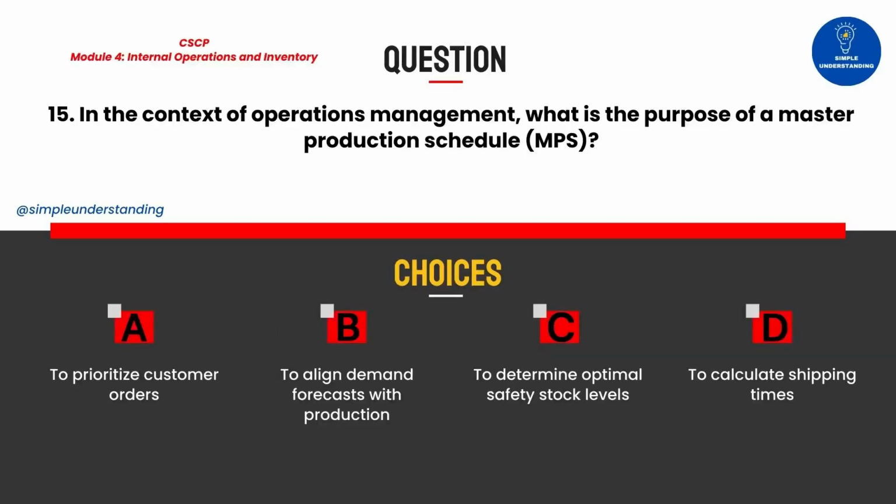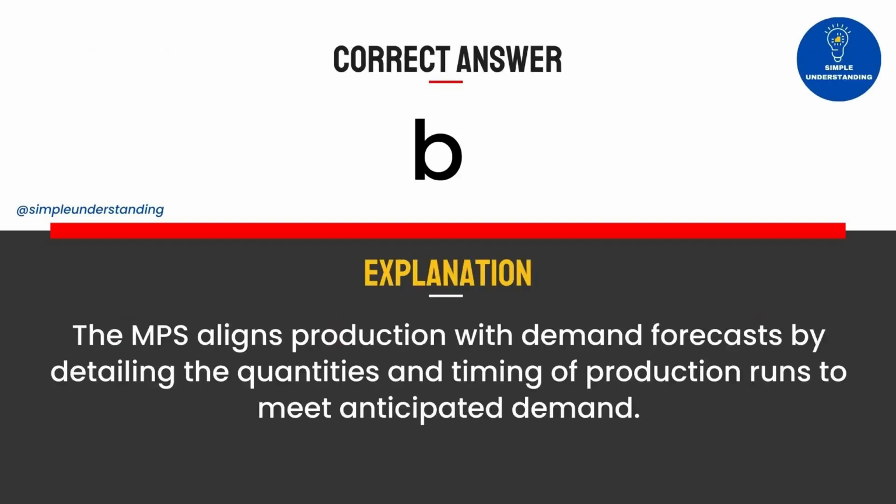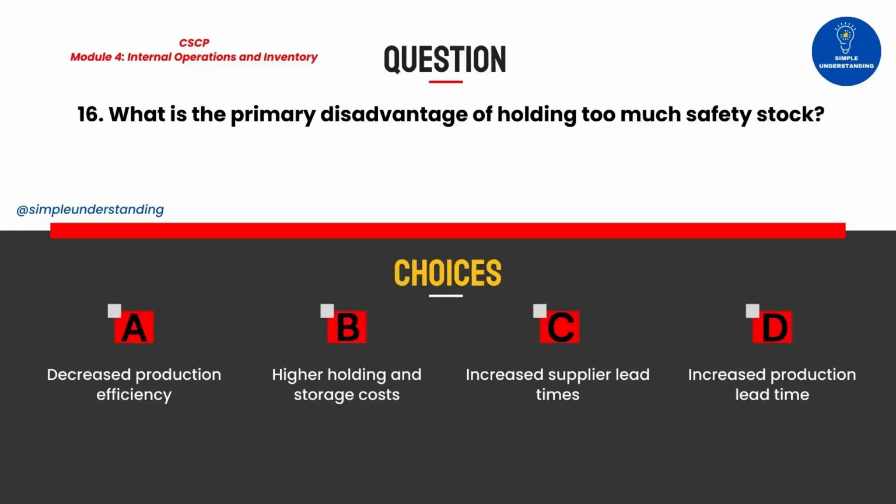15. In the context of operations management, what is the purpose of a master production schedule, MPS? A. To prioritize customer orders. B. To align demand forecasts with production. C. To determine optimal safety stock levels. D. To calculate shipping times. Correct answer: B. Explanation: The MPS aligns production with demand forecasts by detailing the quantities and timing of production runs to meet anticipated demand.